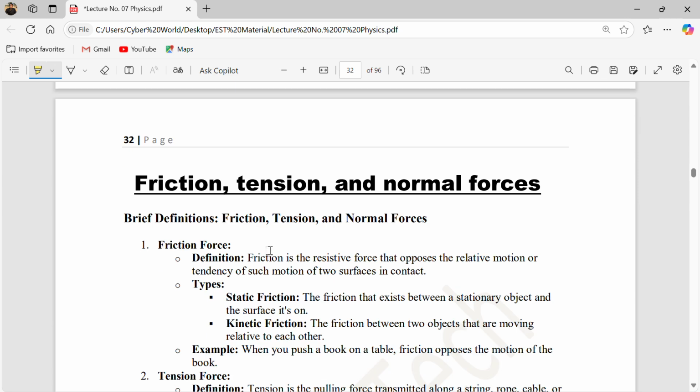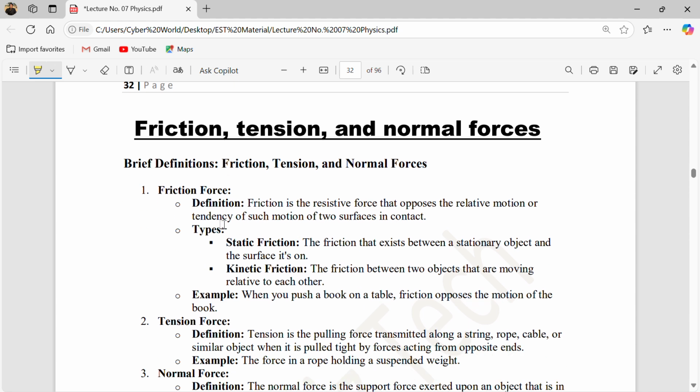Now let's move on to topics related to friction, tension, and normal forces. So what is basically friction? First of all, you know that friction is basically the resistive force between two objects, the oppositional force that opposes the relative motion. If a body is in motion, friction opposes the motion until it comes to rest. There are two types of friction: static friction and kinetic friction. Static friction is the friction that exists between stationary objects. If two objects are stationary and there is friction between them, that is called static friction. The other is kinetic friction, the friction between two objects that are moving.